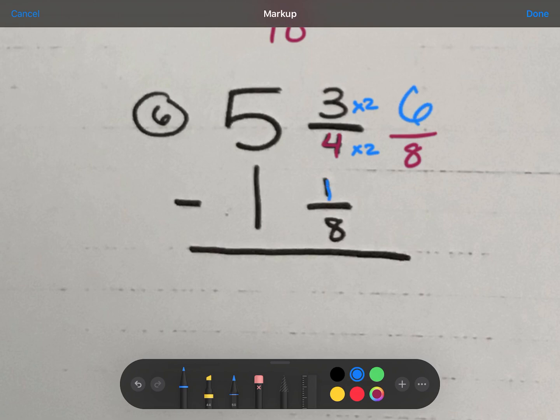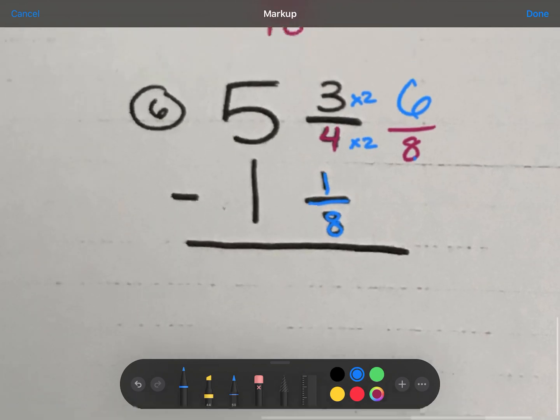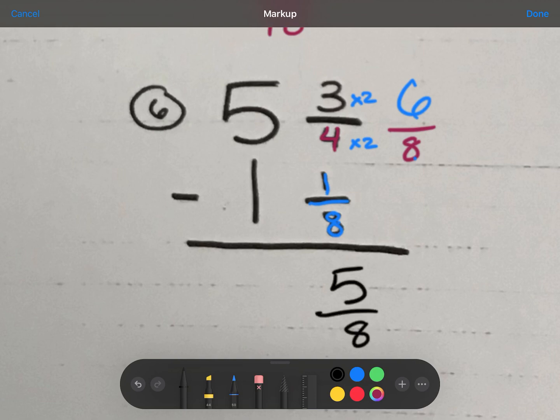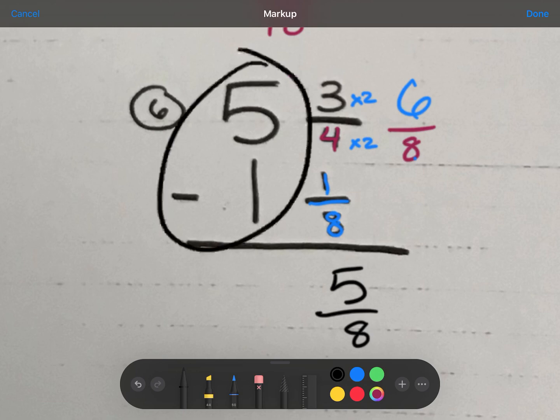Now, I don't have to touch 1/8. The reason is I already have that common denominator here. I only have to change one of them. So I like that because I don't have to do that second step. 6 minus 1 is 5. And I have 8. 5 minus 1, my big whole numbers, is 4. So my answer is 4 and 5/8.